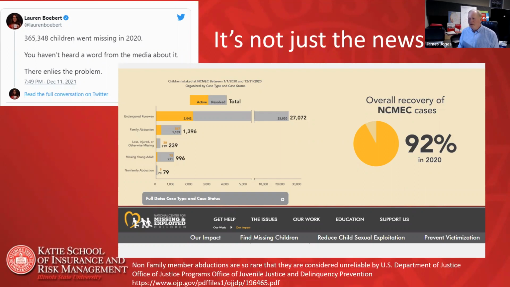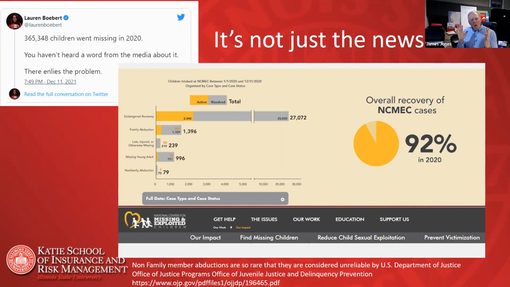But what does going missing mean? And what's interesting, it was 75,000 less than the previous year. But you haven't heard about it in the media, and therein lies the problem. So if I have my students write that, it should be "therein lies the problem." Don't write it like that.